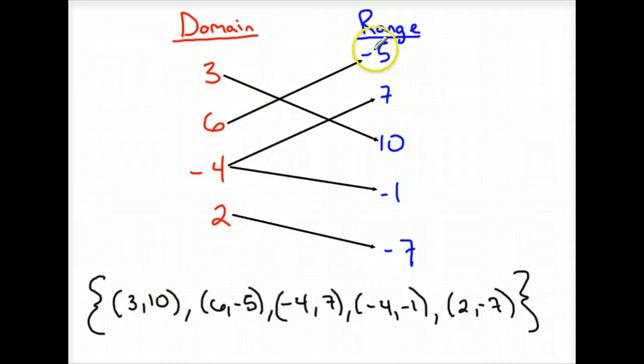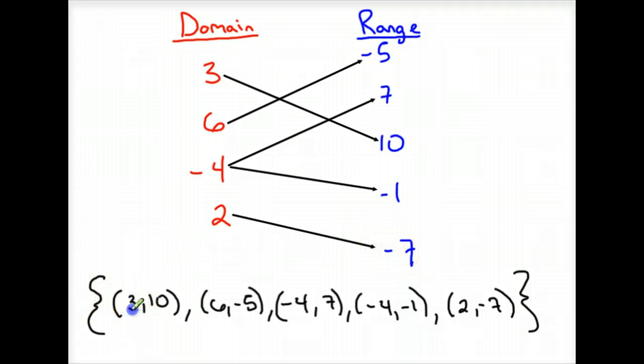6 pairs up with -5, creating the ordered pair (6, -5). -4 pairs up with 7, creating the ordered pair (-4, 7). And -4 also pairs up with -1, creating the ordered pair (-4, -1). And 2 pairs up with -7.